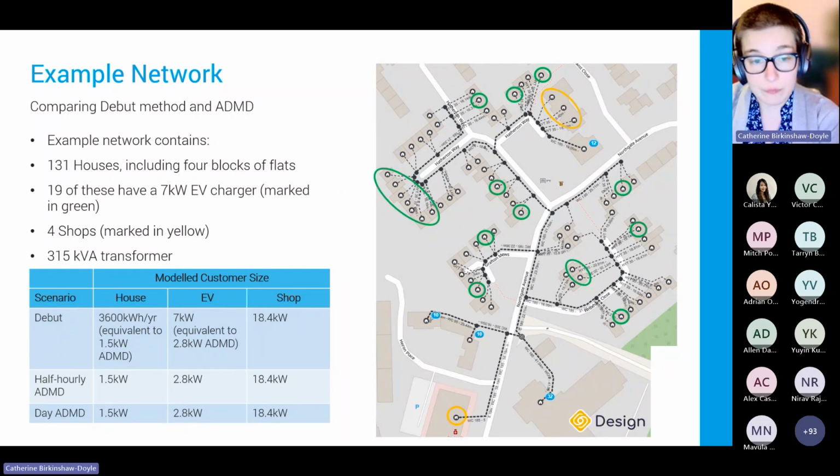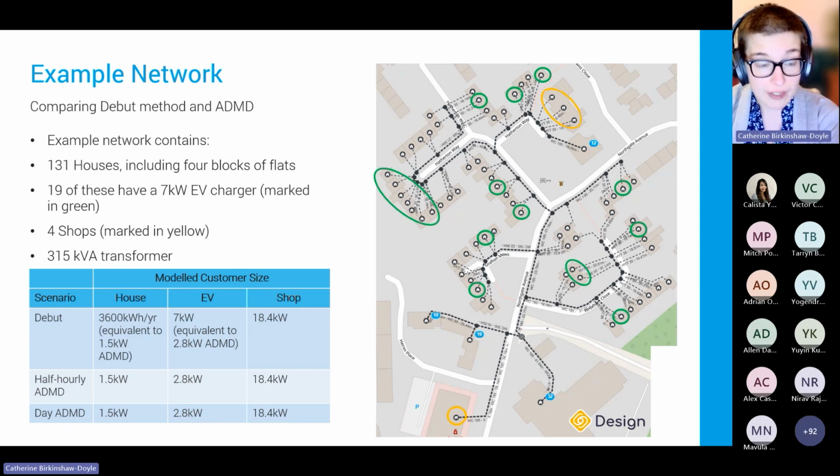So as there are 2 main effects that are the difference between the Debbie approach and the ADMD approach, there are 3 models that look at 3 scenarios that are going to be compared in this circumstance. So scenario A, the top scenario, is the full Debbie approach, where each customer is defined by this daily profile, and it uses Debbie's model of diversity.